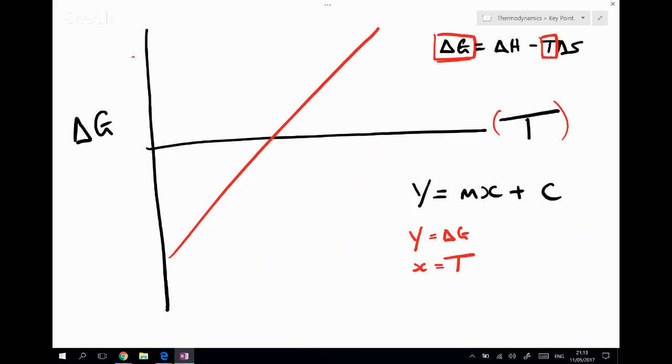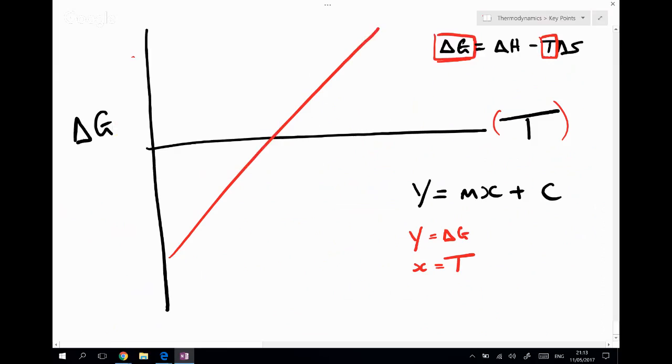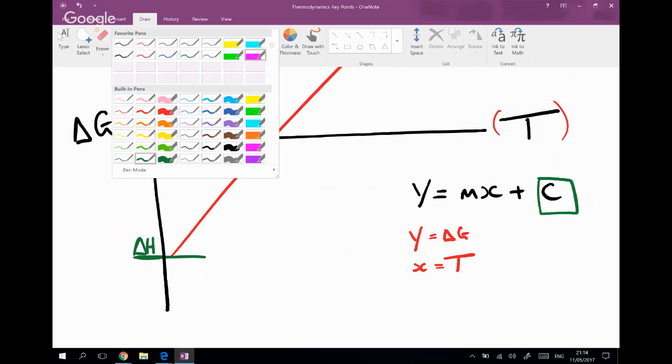No worries. What that leaves me with then is the gradient and the intercept. The intercept I'll do here in green. So the intercept, that is where I cross the y-axis, is my enthalpy change. So here I have delta H. And what that leaves me with is the final step here, which is a measure of the gradient.